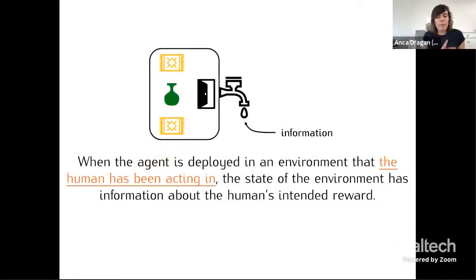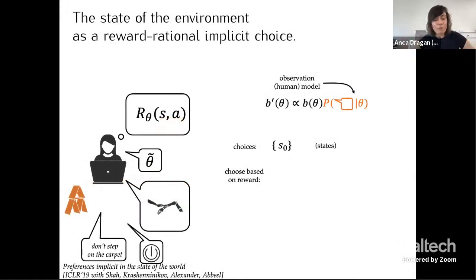So when the agent is deployed in an environment that the human has been acting in, and the agent knows this, the state of the environment already has information about the person's intended reward, because the person has been acting according to their preferences, roughly, approximately, somewhat suboptimally in that environment. And lo and behold, we think of this as a reward rational implicit choice that the person makes. I kid you not. What you can do is say the person has choices. They're not about behaviors anymore, because I don't observe the behaviors, but they're about states that they end up in. So they choose the state that the environment is in.